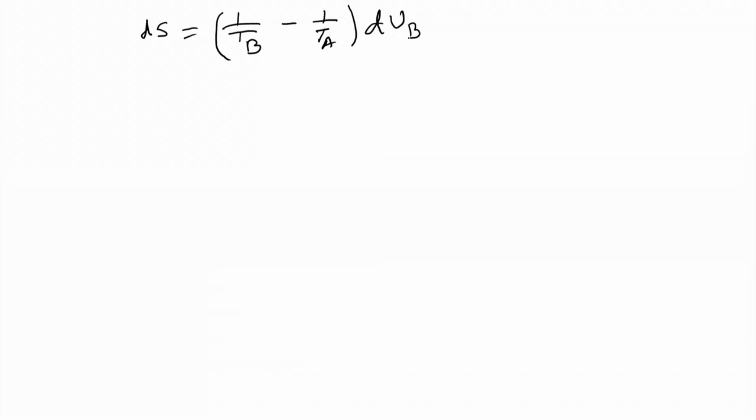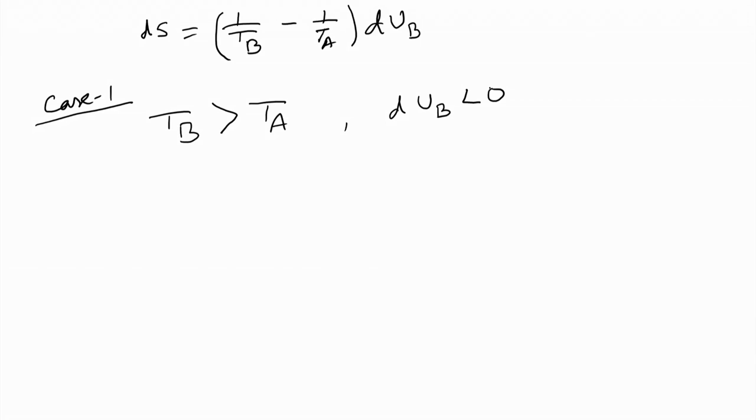Now we can have three different cases. Case 1, TB is greater than TA. So the temperature of compartment B is higher than the temperature of compartment A. In that case, dUB is negative, right? So in that case dS is greater than 0, because if you substitute this condition, TB greater than TA and dUB negative, dS is greater than 0.